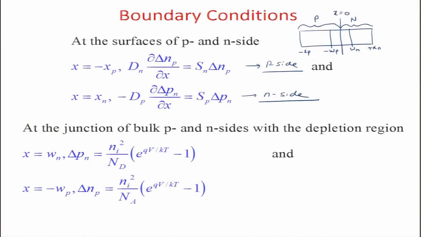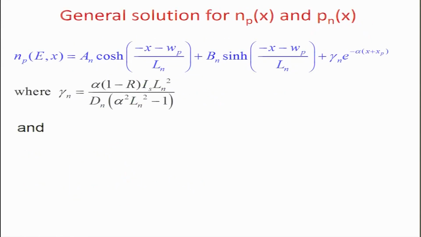Now, when you apply these boundary conditions and solve the differential equation, it is a little tedious, but it is not very difficult to do. You can do it yourself. In fact, I would recommend that you do it yourself as well. So, if you do the solution, the general solution for n_p(x) and p_n(x) works out to be like this.